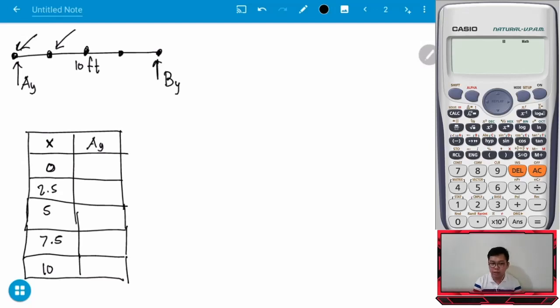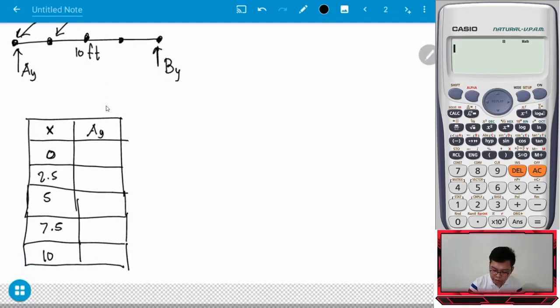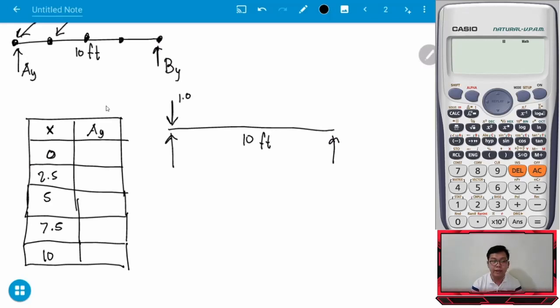Okay. So anyway, since okay na tayo dyan, let's try to solve. Ito na yung gagawin natin, guys. We will actually solve itong AY. So first, guys, let's solve AY assuming na ang unit load is at x equal to 0. So anong mangyayari dyan sa beam natin? Okay. So at x equal to 0, nandito yung unit load na 1.0. So ilalagay ko dyan yung unit load na 1.0.